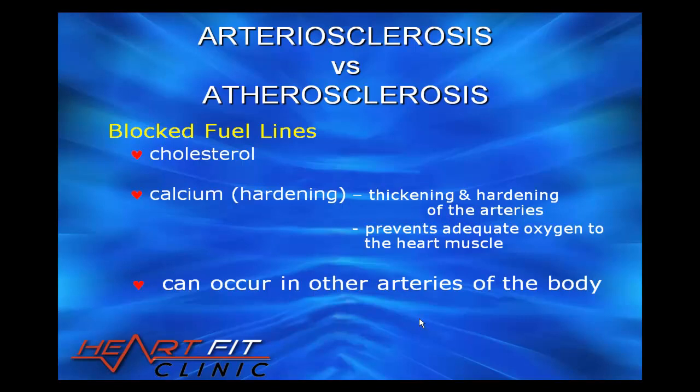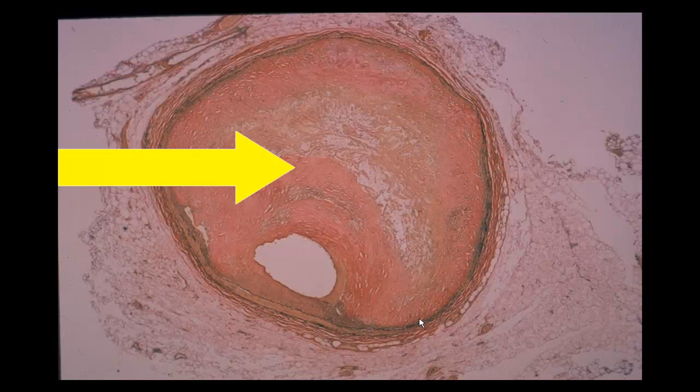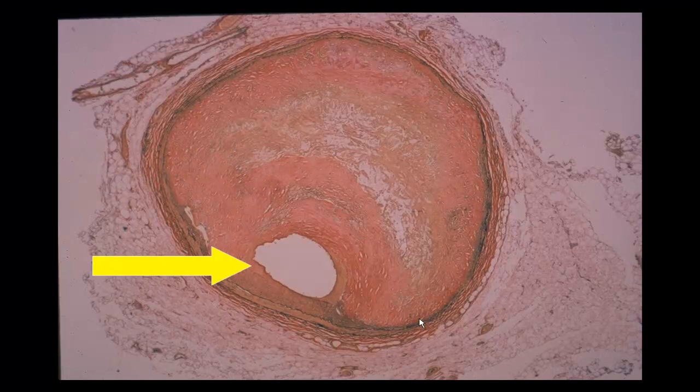So let's look at an artery here. Here's a quick image of an artery with atherosclerosis obstructing blood flow. And you can see that all the plaque buildup is there. And you can see the only narrowing is that small little area there. And this is what we call a 90% stenosis.